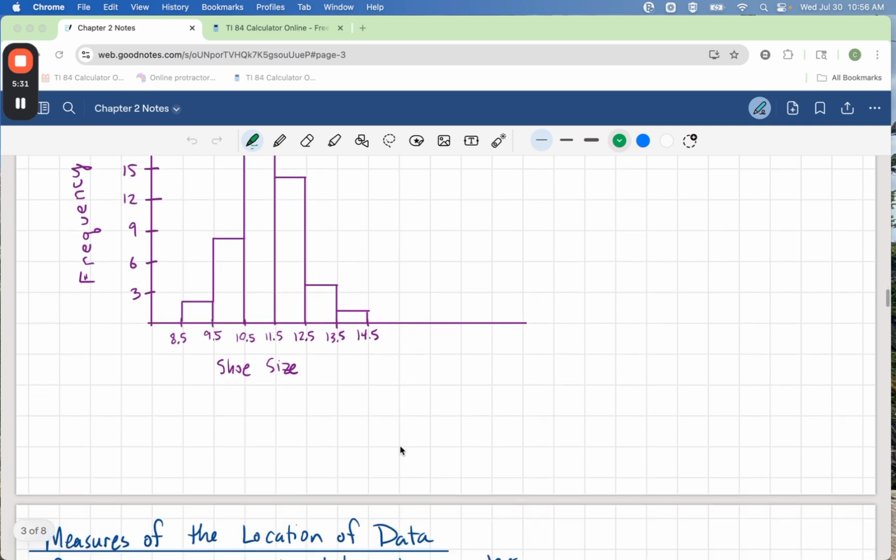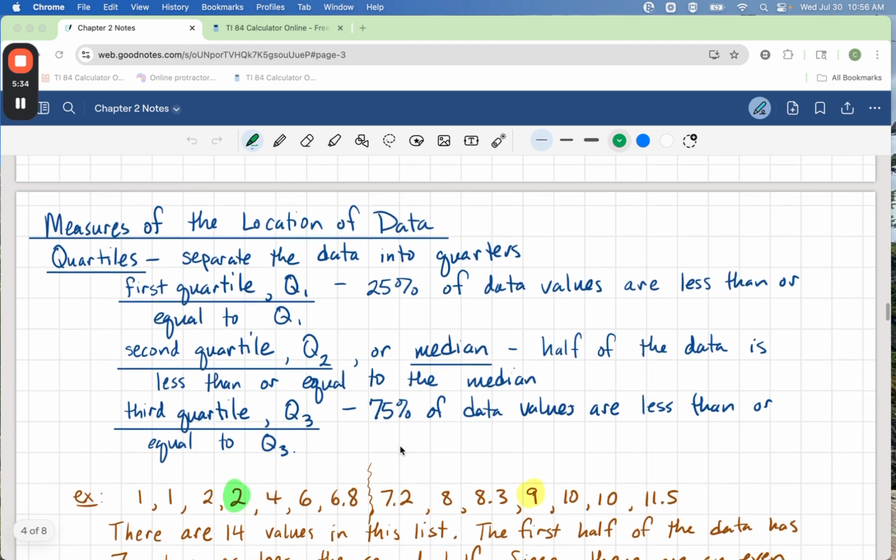Okay, moving right along, we are cranking through this. Measures of the locations of data.